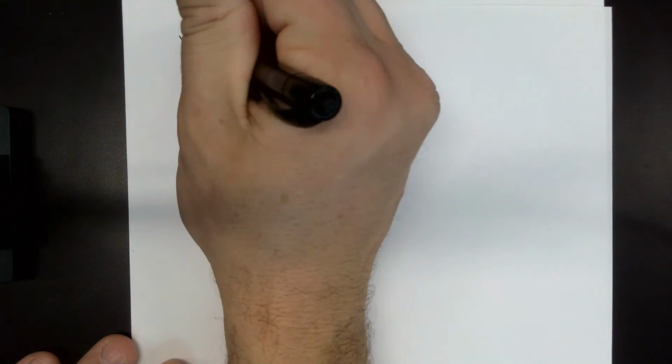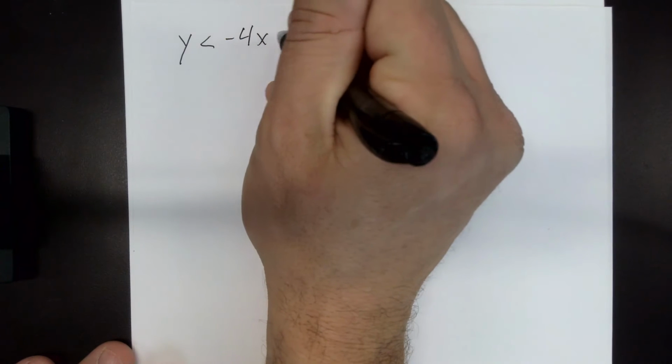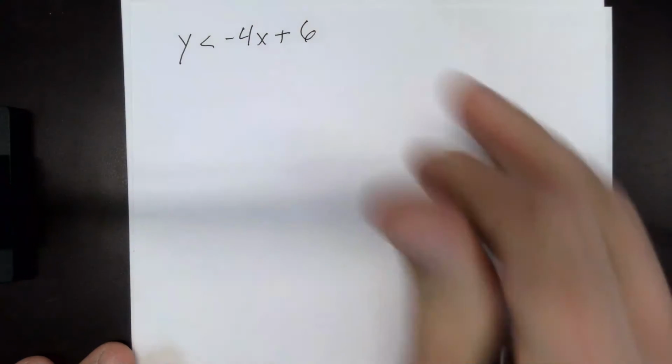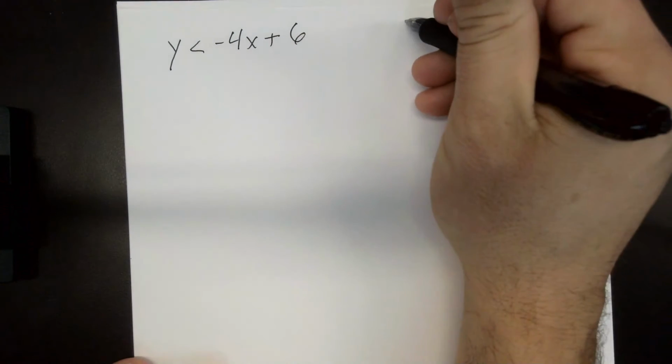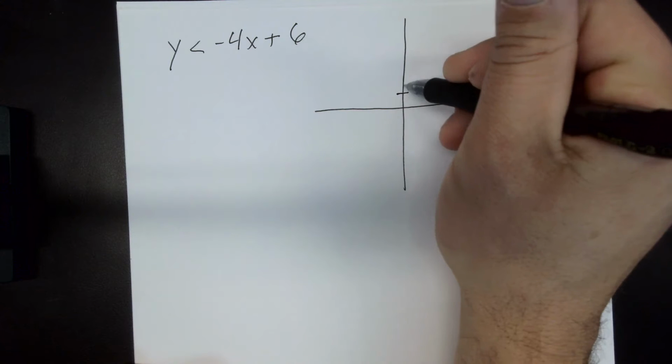We're not ready. Okay. So here we go. Y is less than negative 4x plus 6. So here we go. I'm going to call on some people to help me here, so everyone check in.